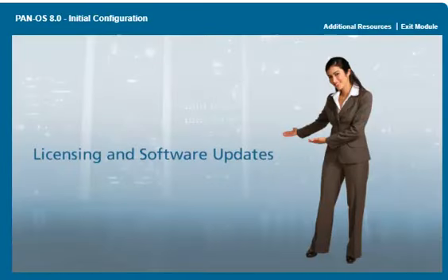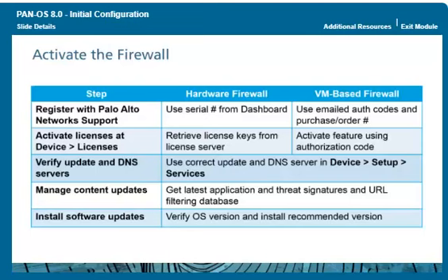Now we'll move to licensing and software updates. Before you can start using your firewall to secure the traffic on your network, you must register your firewall with Palo Alto Networks, activate your support license, and then activate the licenses for each of the subscriptions that you purchased.